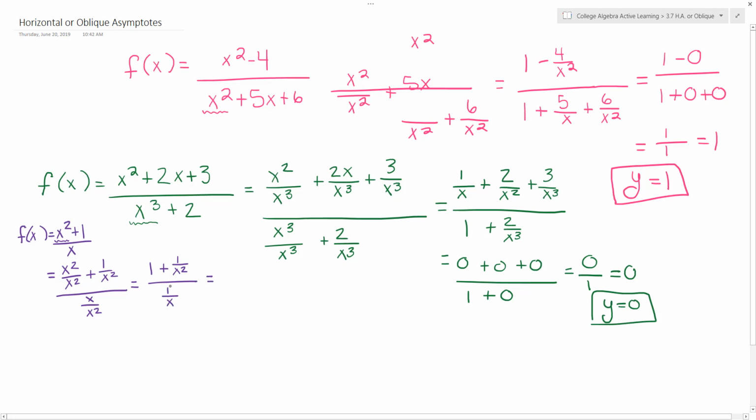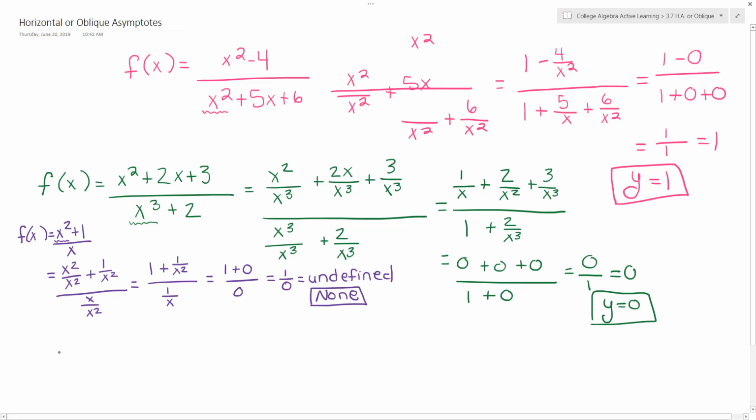And so wherever there's an x remaining, those terms are going to go to 0. And so we're left with 1 plus 0 over 0, which is just 1 divided by 0, which we know to be undefined. And so if it's undefined, that means there's not a value. So we were trying to find a horizontal asymptote, so there are none. So in this case, if we don't have a horizontal asymptote, we move on to finding the oblique asymptote.